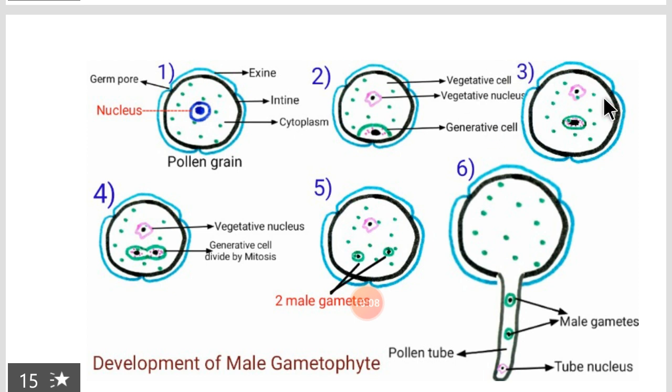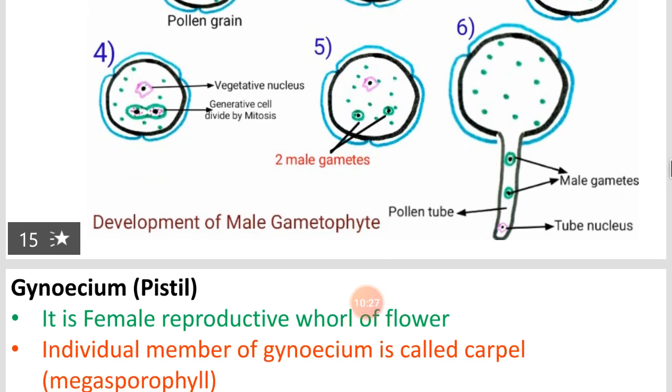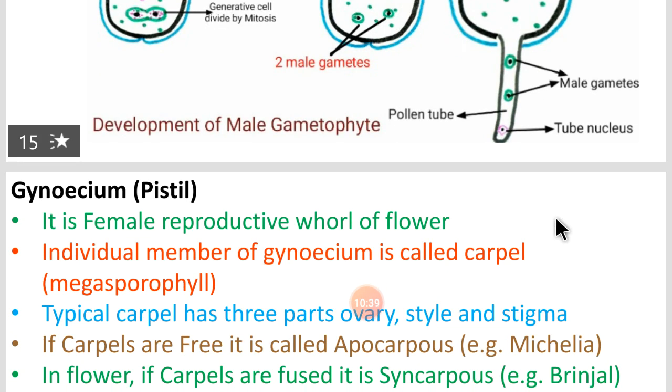In the third stage, this two cell structure goes for the second division, which takes place in the generative cell, which divides by the process of mitosis and converts into two male gametes, and then the pollen tube is formed. And now this pollen grain with this pollen tube consists of two male gametes and one tube nucleus.